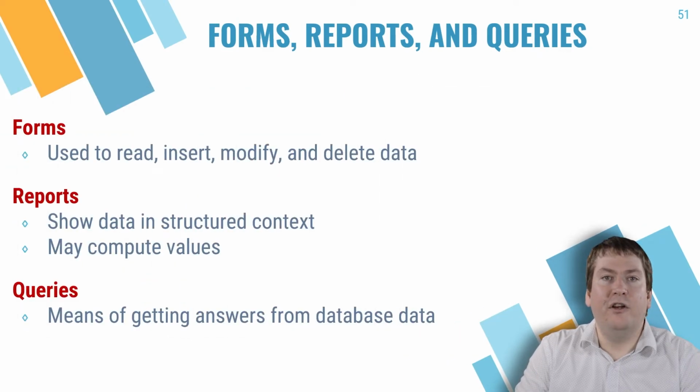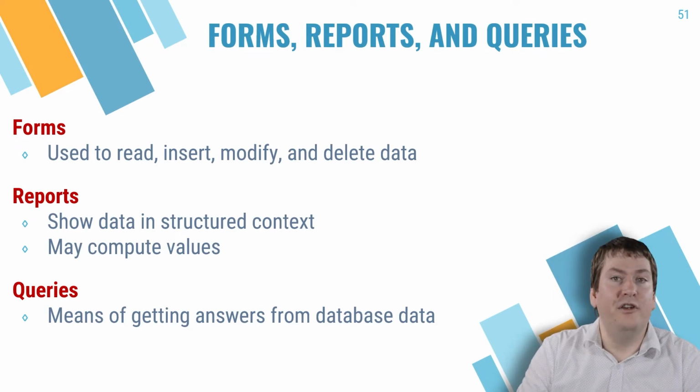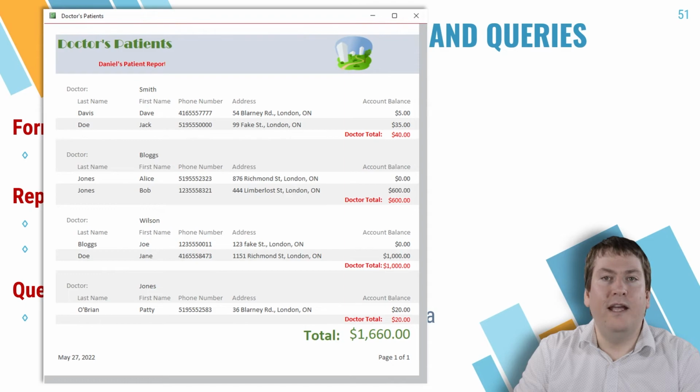Reports provide a structured read-only output for a particular set of data in your database. They also have options for doing extra computations and processing on the data to turn it into information. This example, again from Access, shows us a list of doctor patients from the database, as well as their account balances. After a report is created, it can be easily run again to provide updated information.